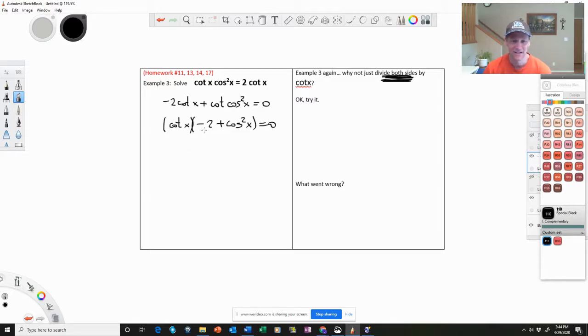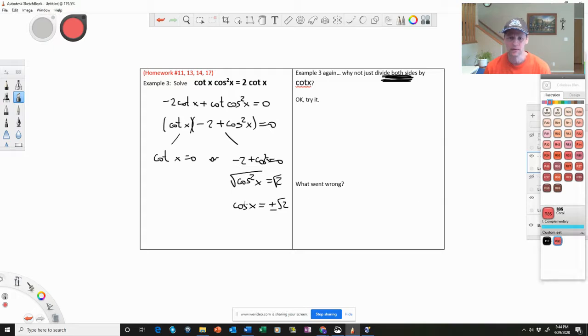So now I have that this times this equals 0. So I can split this in half, and I can say that either the cotangent of x equals 0 or negative 2 plus the cosine squared of x equals 0. So let's do this side first. Adding 2 to both sides, I get that. And taking the square root, I get that the cosine of x could equal plus or minus the square root of 2. Now the square root of 2 is about 1.4. Can the cosine of an angle equal 1.4? No, the cosine can never be more than 1. So this part here, you're not going to get any solution from that part.